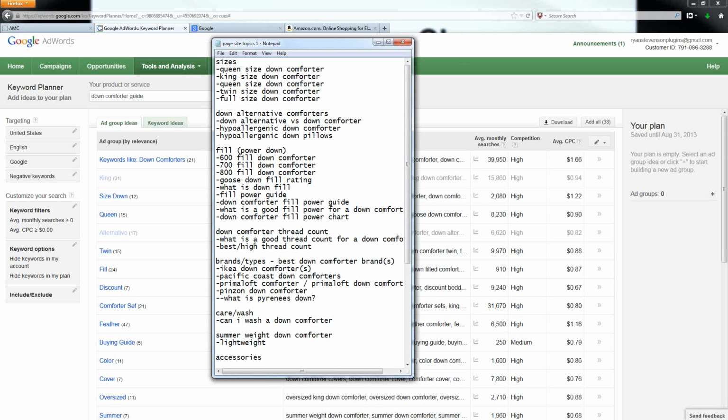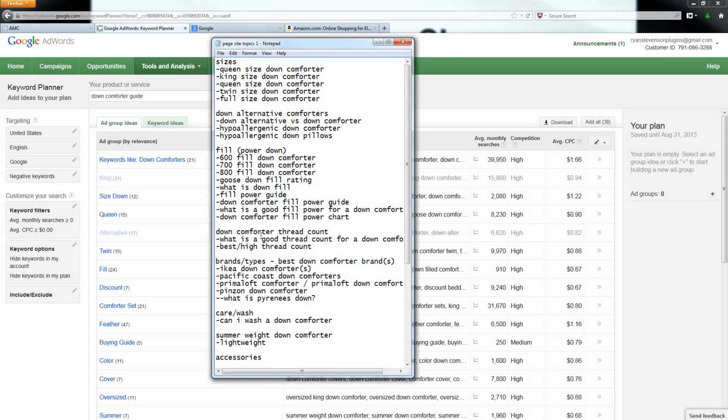So I felt like this could be a really, really great topic to address and to actually educate people about what these numbers actually mean, because when you're just browsing through Amazon and you see something that says 600 fill power, most people don't really understand what exactly that's talking about.